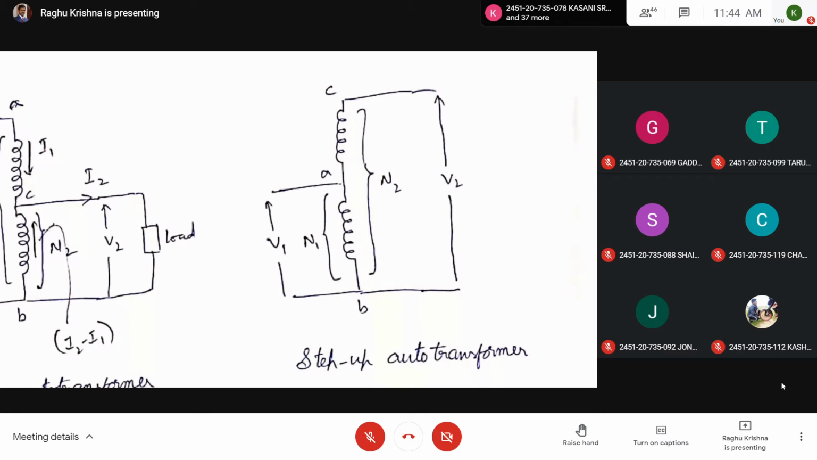Now here, what is the difference you can observe? This autotransformer has a single winding, and a part of the winding is common to both primary and secondary. So an autotransformer consists of a single winding.